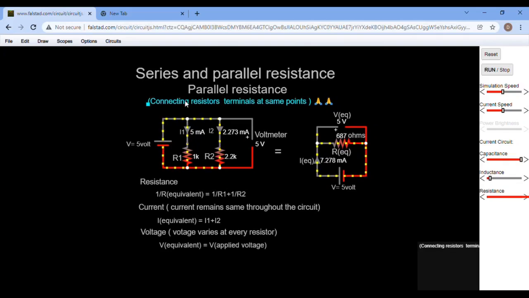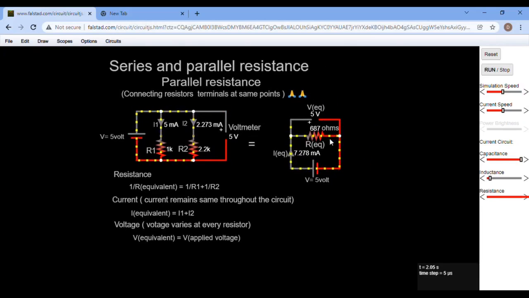That means connecting the terminals at the same point. You have the same point on both the terminals. So here, as you can see, we have two resistors R1, R2, a voltage source, and milliammeters, that is the current meters to measure the current. You have the same contact here and the same contact at the top also. This is what is called a parallel connection. And this big circuit can be converted into a small circuit by doing the necessary calculations: finding the equivalent resistance, current, and voltage.